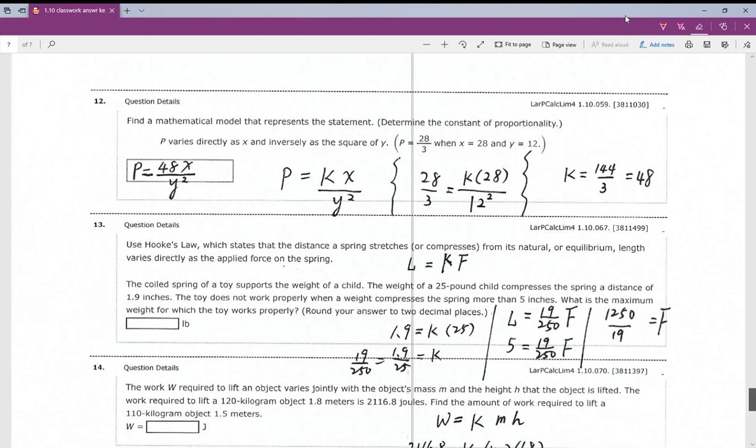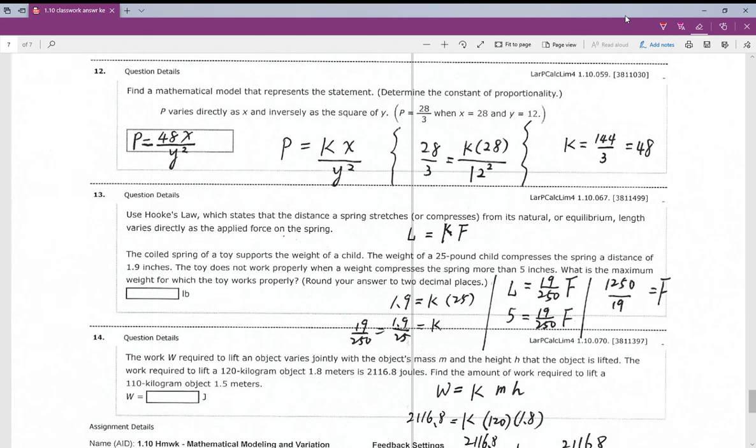Okay. Number 12. Varies directly. So p varies directly as x. So directly means both p and x, they are both on the numerator. So varies directly means p and x, they are both on the numerator.